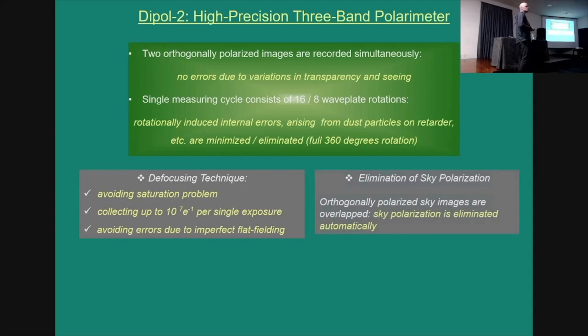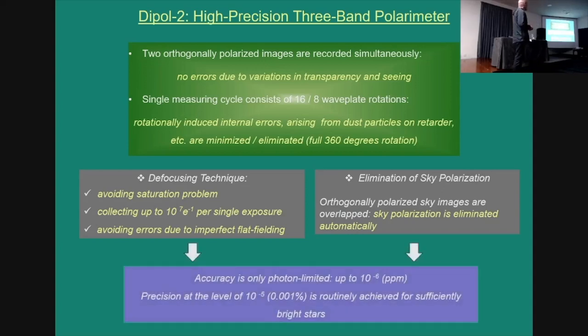The other technique is the elimination of sky polarization. I have been asked a couple of times why we are using the primitive plane-parallel calcite instead of more sophisticated beam analyzers such as a Wollaston or Savart plate. The reason is that with plane-parallel calcites, the orthogonally polarized images are split in a parallel direction. Because of that, the orthogonally polarized sky images are overlapped and overlaid on each of the dual stellar images. In this way, the sky polarization is eliminated automatically. So this is the reason why, if you have a broadband polarimeter, it makes sense to stick to good old plane-parallel calcite. With these tricks, the accuracy of DiPol-UF is only photon limited. It can be up to 10^-6, that is, a few parts per million.